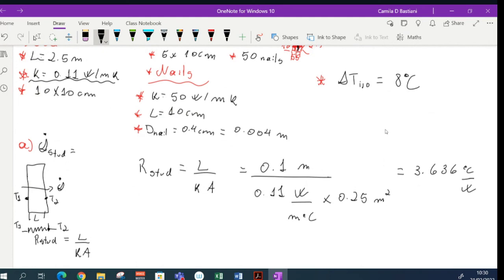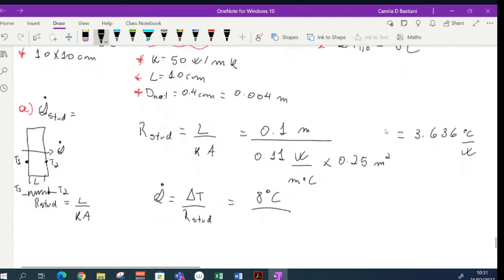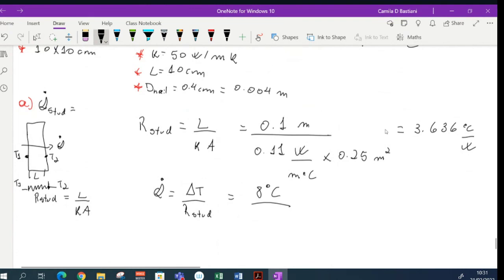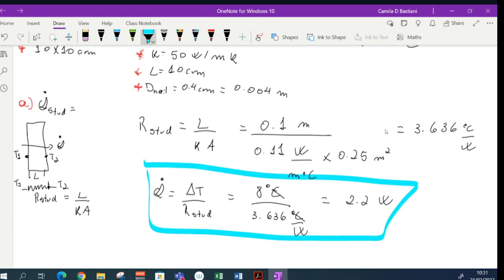What is my relationship between resistance and heat transfer, my heat rate? My heat rate is equal to delta T divided by the resistance of the stud. My delta T, 8 degrees Celsius, divided by 3.636 degrees Celsius per watt. Cancel the degrees Celsius. My heat rate is going to be 2.2 watts. That through a single stud.